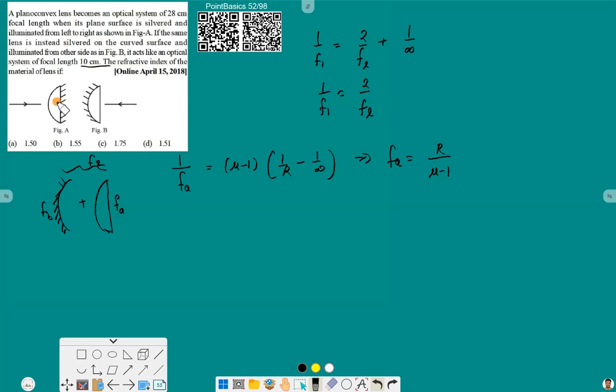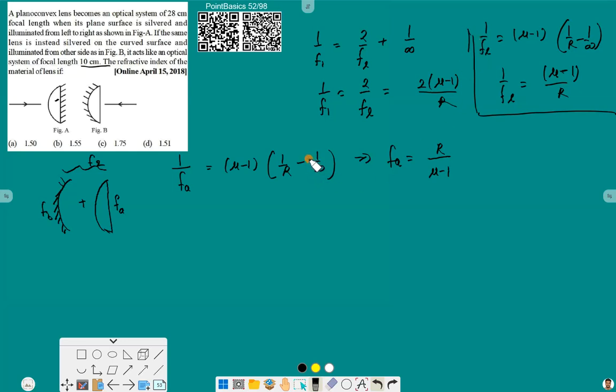And similarly for this part, let us also calculate. 1 by fl will be equal to mu minus 1 into 1 by r minus 1 by infinite. That will be the same, 1 by fl will be equal to mu minus 1 by r. So this will be equal to twice of mu minus 1 by r. Now for the mirror, that is fb, that will be equal to r by 2, where r is the radius of curvature.